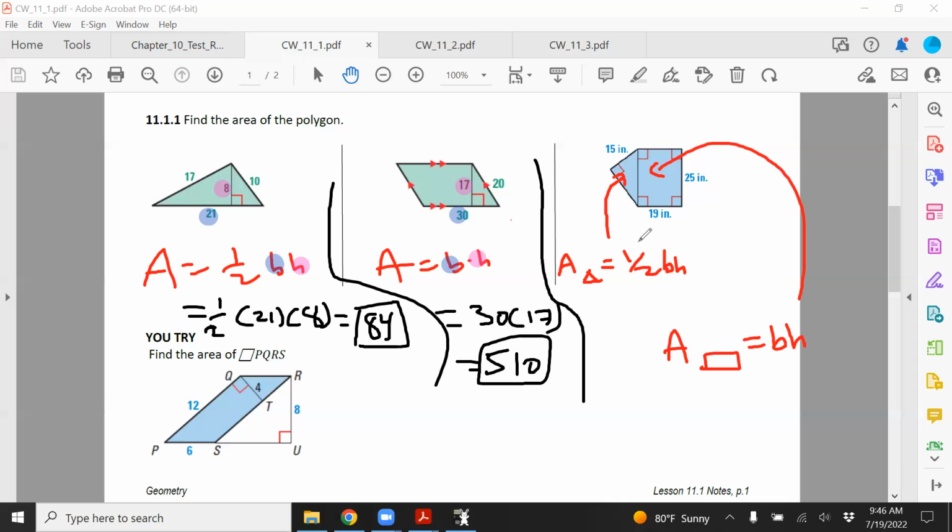This one here, you have two shapes. Let's think about the triangle first. I'll call this the base.